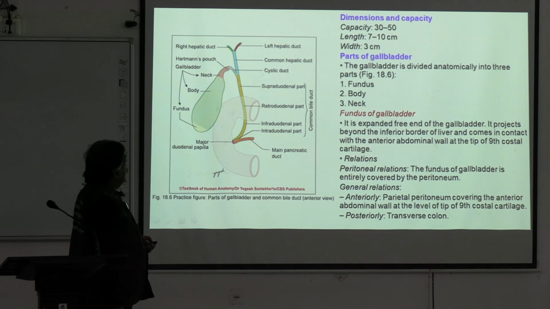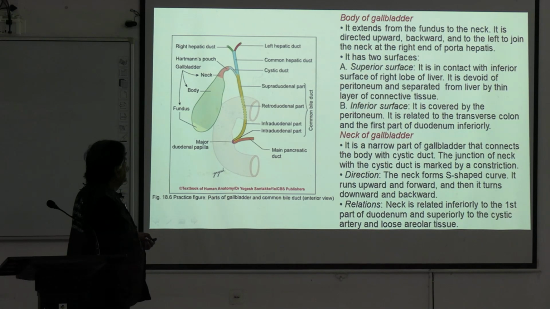Now, the relations. Peritoneal relation: the fundus of the gallbladder is entirely covered by peritoneum. General relation: anteriorly, the parietal peritoneum covering the anterior abdominal wall at the level of the tip of the 9th costal cartilage. Posteriorly, the transverse colon. Now, this is next.